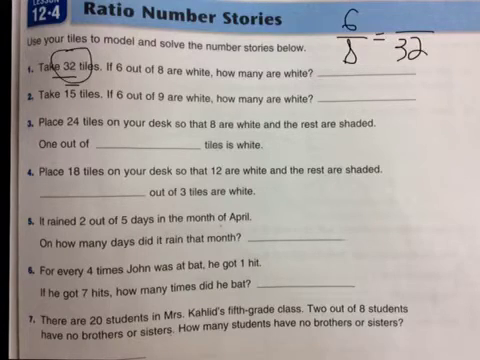The total always goes at the bottom. What must you do to the 8 to make it 32? You do the same to the 6, and that'll give you the total of white tiles. Okay, you do the same as you go through here.